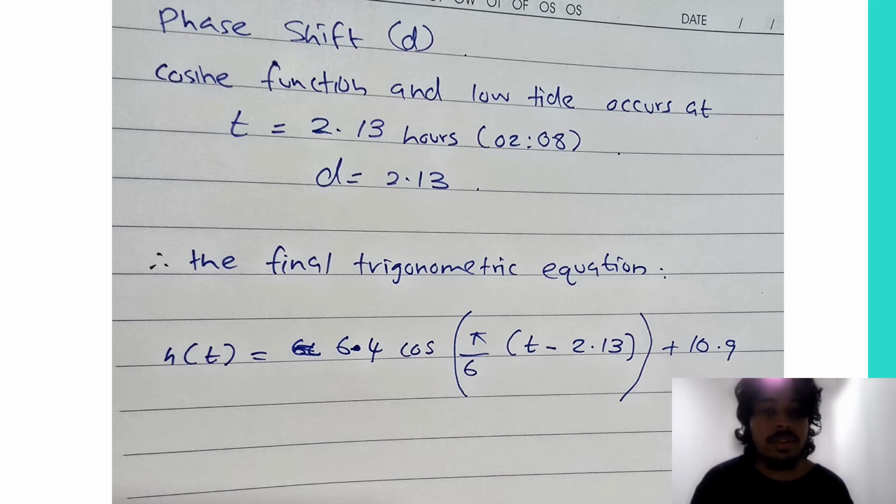In the cosine function, low tide occurs at 2.13 hours, which is 2:08. So the phase shift is 2.13. So the final trigonometric equation is T equals 6.4 cos(pi over 6 (t minus 2.13)) plus 10.9.